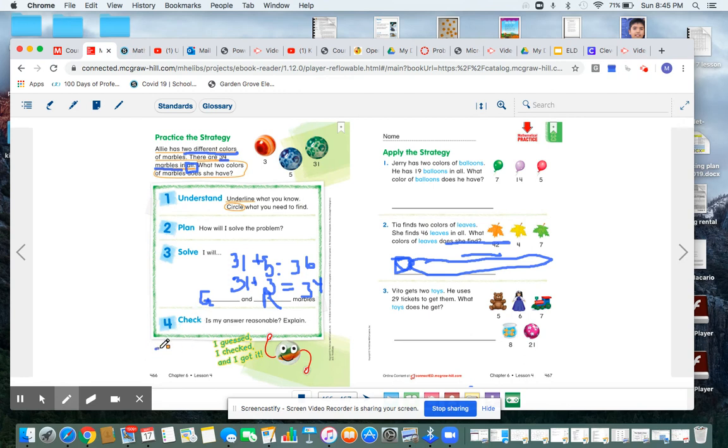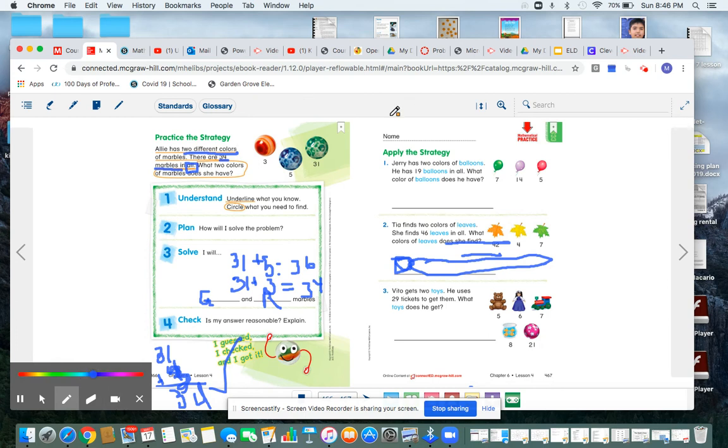I can write it like this: 31 plus 4. Sorry, this is supposed to be 3. I know that 1 plus 3 is 4. And then I know that 3 plus 0 is 3. So therefore, I check my answer and that is correct.